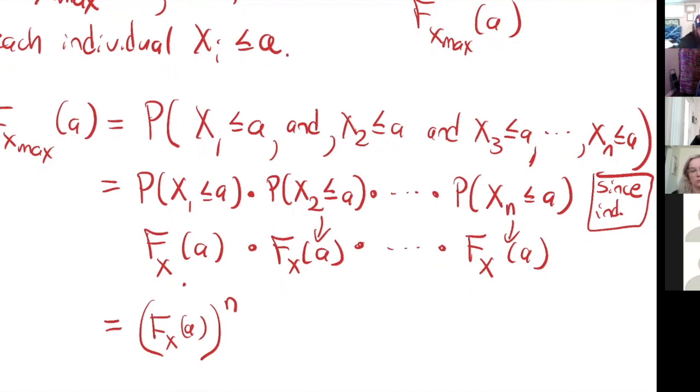So in other words, it's equal to the cumulative distribution function evaluated at A raised to the nth power, because we have n of these observations, each one independent. So we can just multiply those n probabilities together.